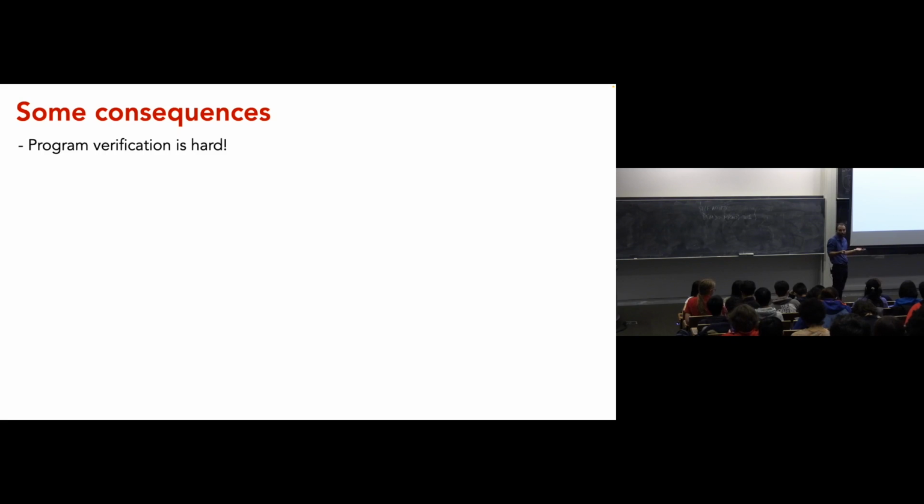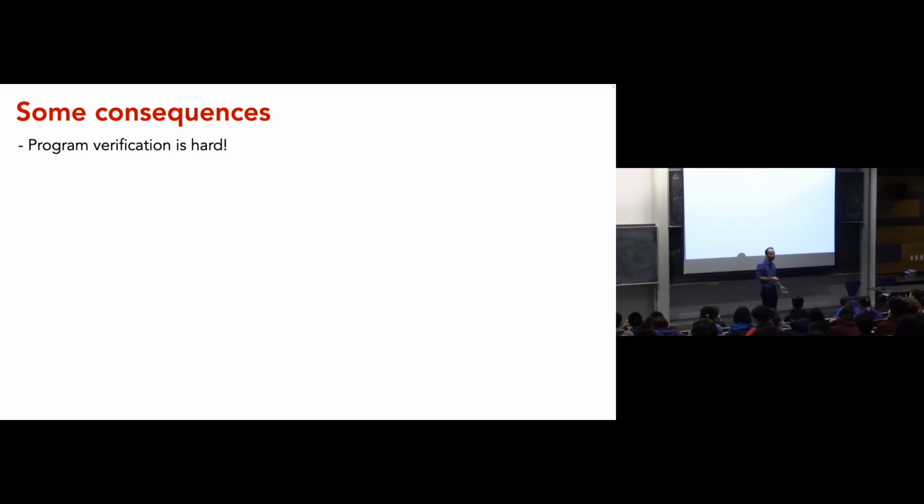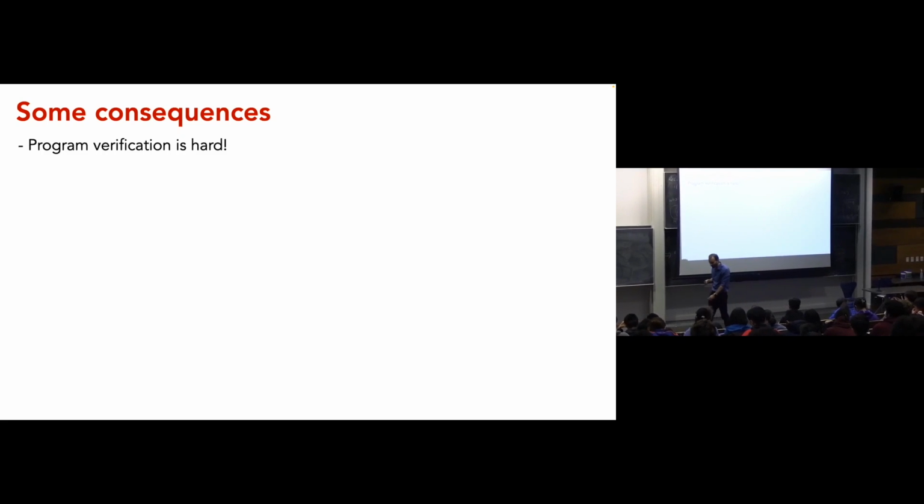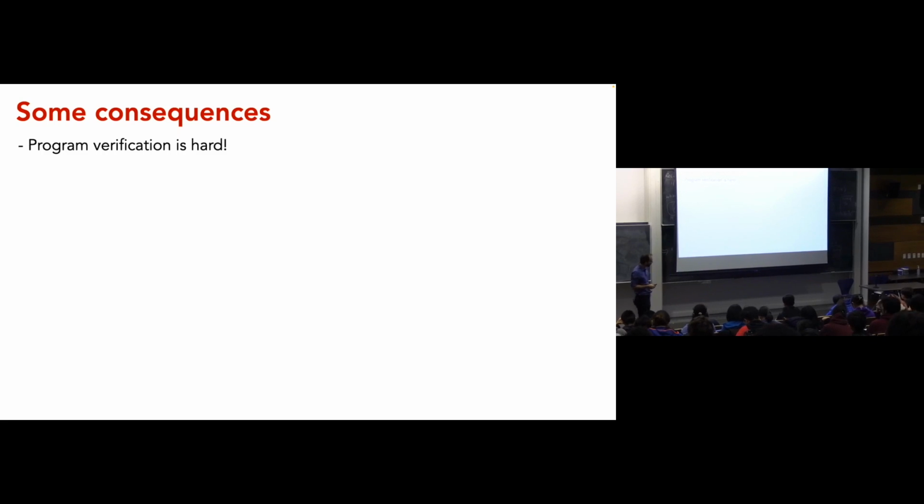And this is important because software runs the world, right? It runs our medical equipment, it flies our planes and stuff. So you want to be able to prove the correctness of programs. But unfortunately, there's no algorithm that will do this for us.